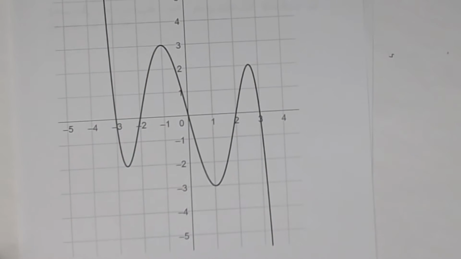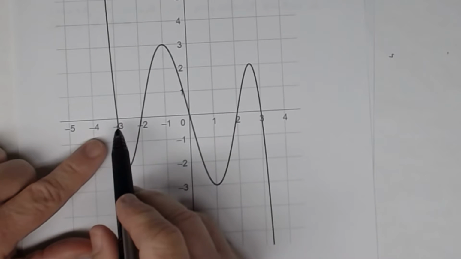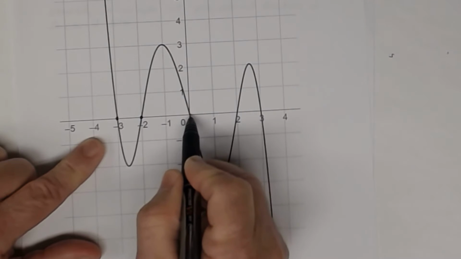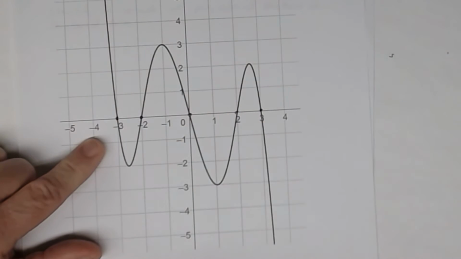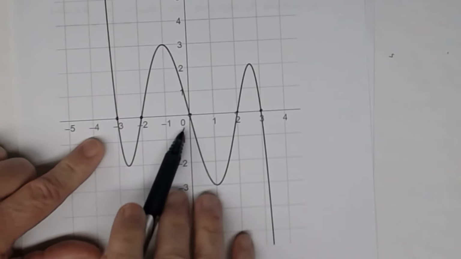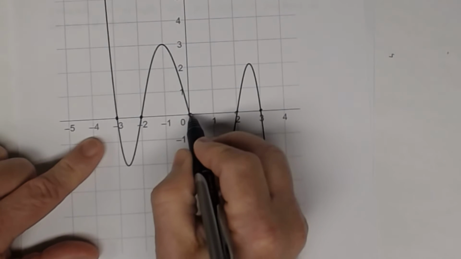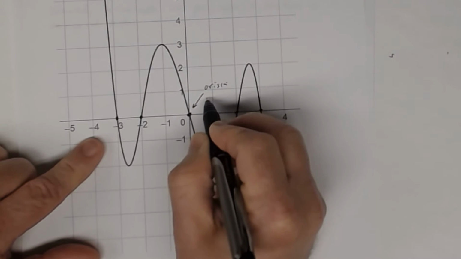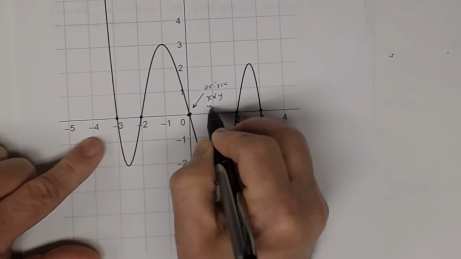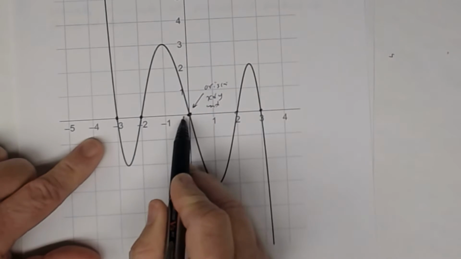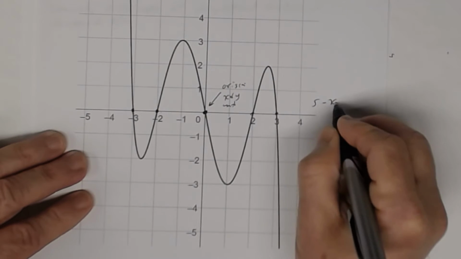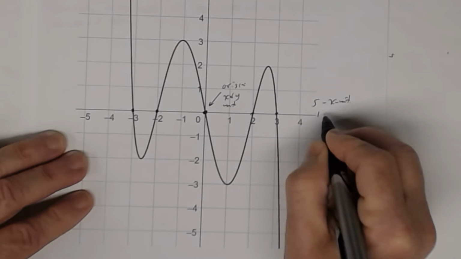Notice in this graph, remember the x-intercepts are where a function crosses the x-axis. There's one x-intercept, two x-intercepts, 3, 4, and 5. So this function has 5 x-intercepts. And the y-intercept is where the graph crosses the y-axis. Notice it crosses the y-axis here. This point happens to be the origin, which in this case is both an x and a y-intercept. But there are 5 x-intercepts, and then 1 y-intercept.